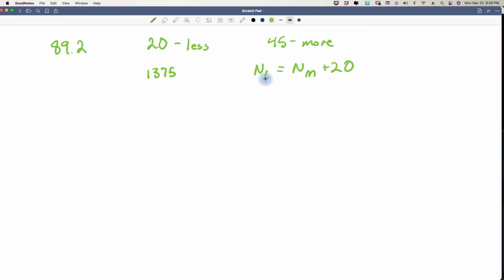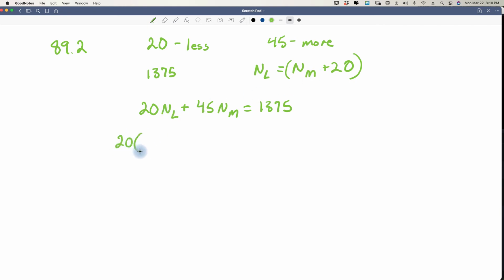So we can create a statement. Here's one statement already created for us. We can create a second statement that says $20 times the number of less expensive dresses plus $45 times the number of more expensive dresses equaled $1,375 that day. All right, so that's our other statement. Since we have already solved here for NL, we know what NL equals. It equals NM plus 20.